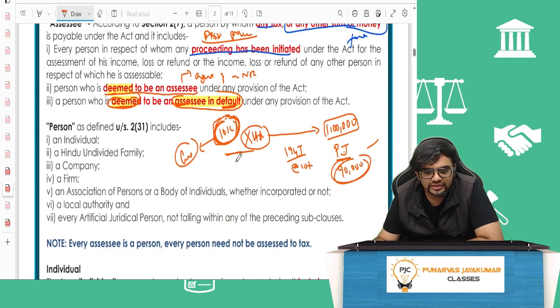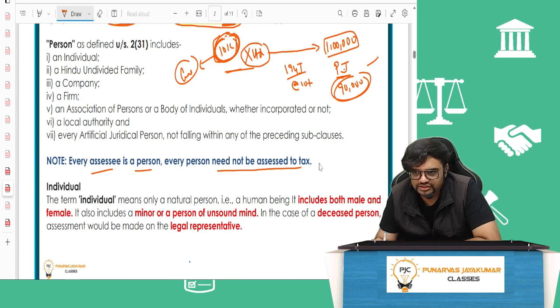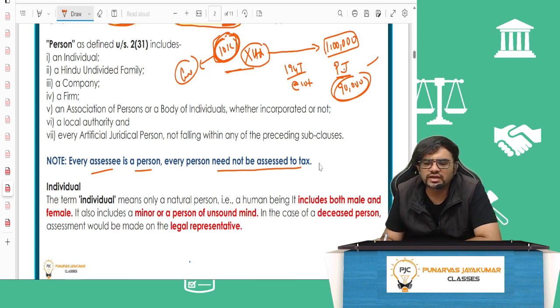Person, we have understood everything. So if you see, every SSE is a person, but every person need not be assessed to tax. Why? Some people, like for example, trusts will not be assessed to any tax. There will be exemptions. And if you're an individual earning just 1 lakh rupees per annum, will you be assessed to tax? No, because you're within the basic exemption limit. So not everybody needs to be assessed to tax, but these are all the persons.